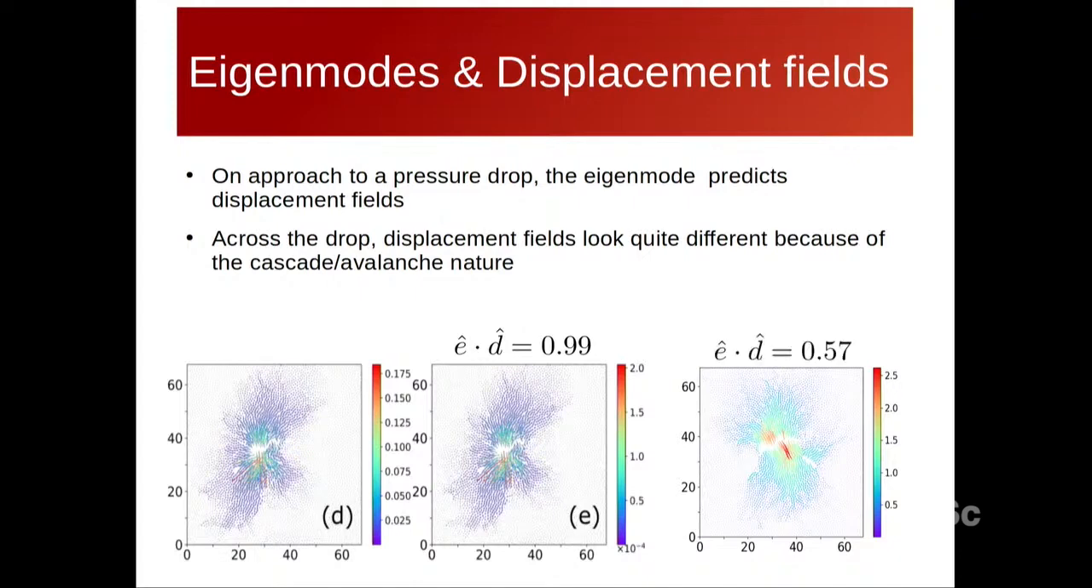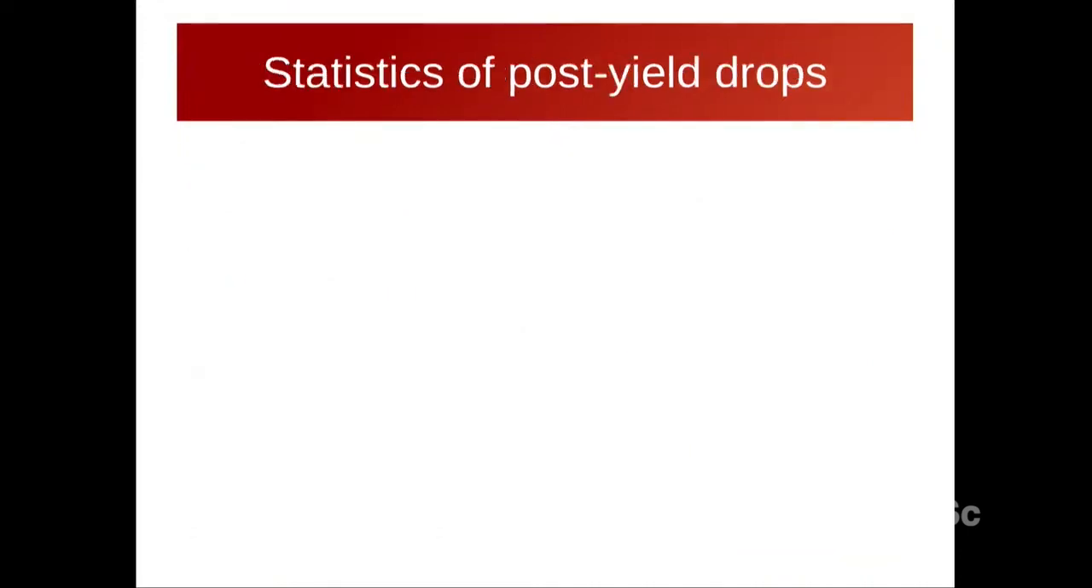The overlap is around 0.99, 99%, whereas here it's just 57%. This is happening perhaps because of the cascade nature of the drop. There are multiple pressure drops that it goes through at the same time. This is also some sort of avalanche nature in the drops.